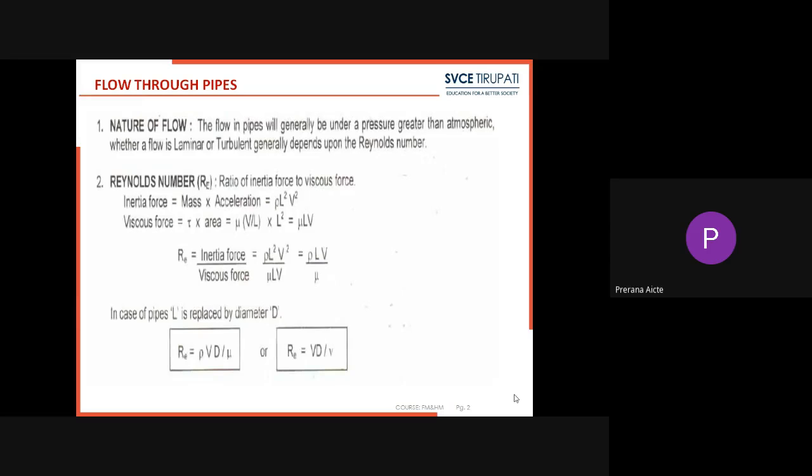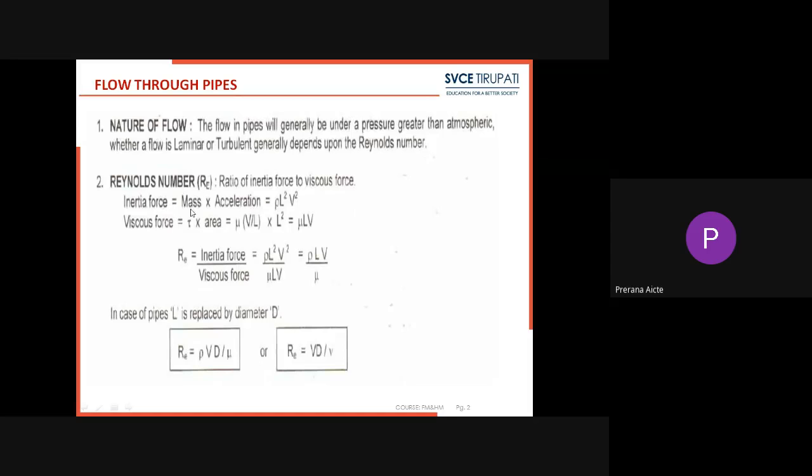The Reynolds number is denoted with R suffix e, and it is defined as the ratio of inertia force to viscous force. Inertia force is the product of mass and acceleration. If we take the mass in terms of mass density, then mass density is denoted with rho. So we can write rho equals mass by volume, and from that equation mass equals density into volume.